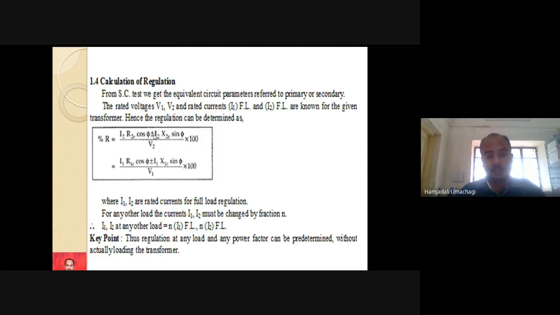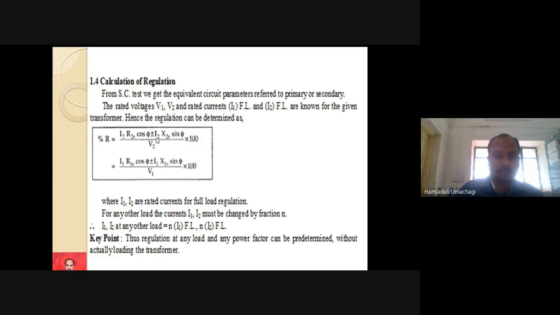In the previous class I told you, plus you should take for inductive or lagging power factor load. Minus you should take for leading or capacitive power factor type of load, right? So I can calculate regulation using all the parameters with respect to the secondary side, I2, R2E, I2, X2E, V2. Or else I can also calculate regulation using all the parameters referred to the primary side, that is I1, R1E cos phi plus or minus I1 X1E. Follow any one of the rules and both equations will give the same result of regulation.